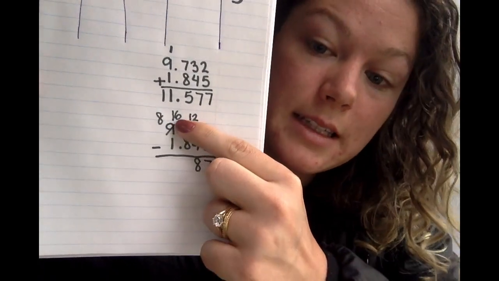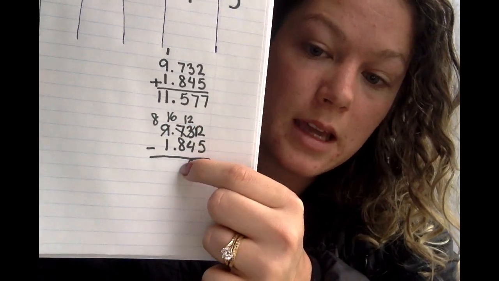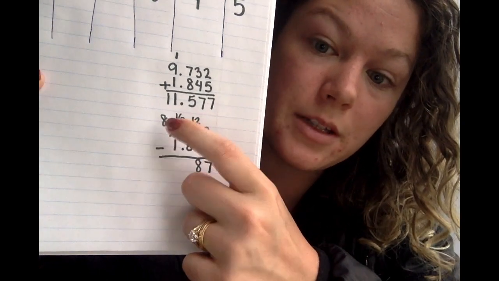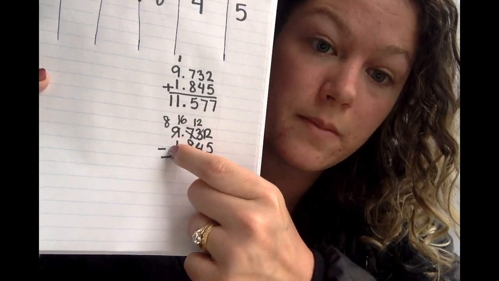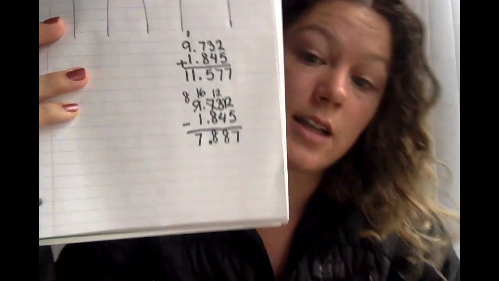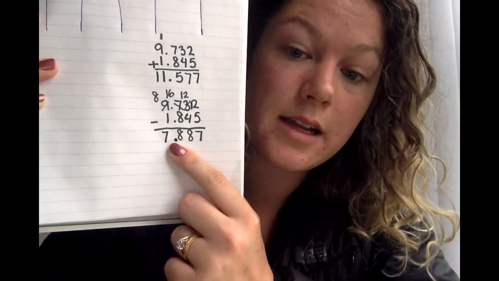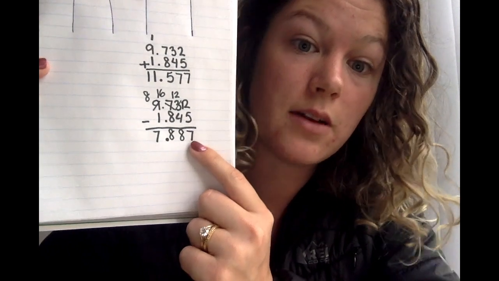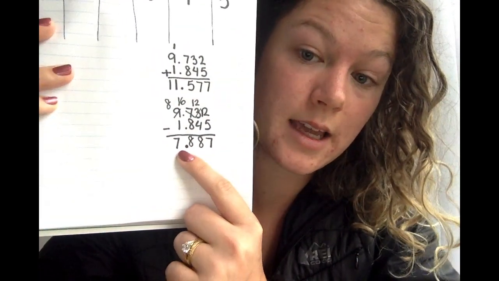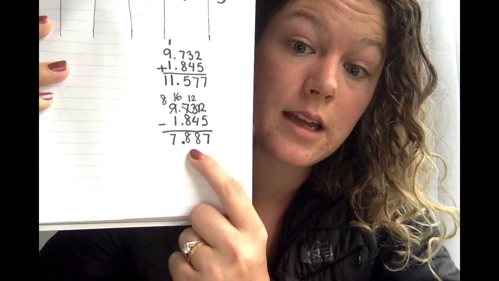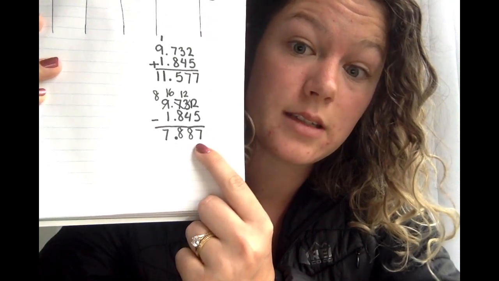Notice subtraction always gets a little bit messier. So now I have 16 minus 8 will be 8. And then I'll finish up the problem by doing 8 minus 1. Okay? 16 minus 8 is 8. 8 minus 1 is 7. And this time I did not forget my decimal point. So my answer is 7 ones and 887 thousandths. Or you could say 7 ones and 8 tenths, 8 hundredths, 7 thousandths.